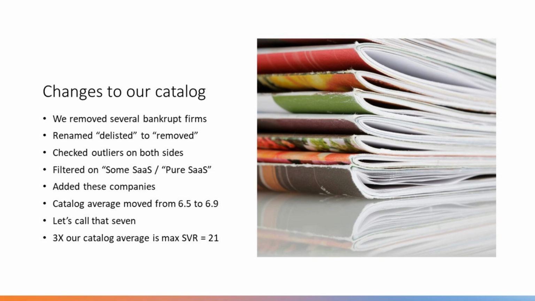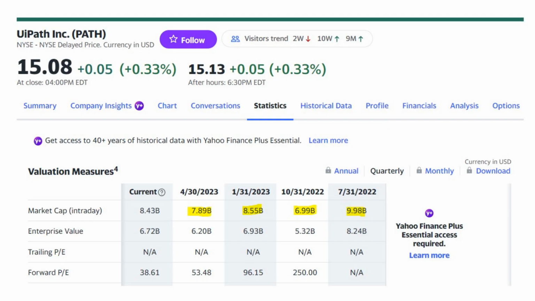So instead of 20, that would move to 21. So this is the formal announcement that we'll start incorporating that. Catalog average times 3 is the maximum that we would pay. Now, another thing that premium subscribers have raised is how to calculate simple valuation ratio over time.